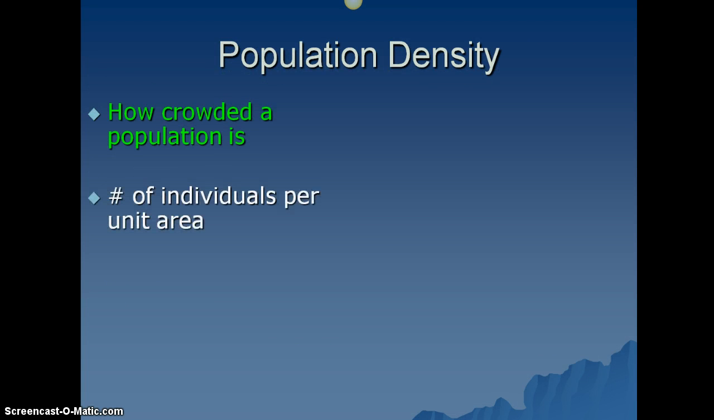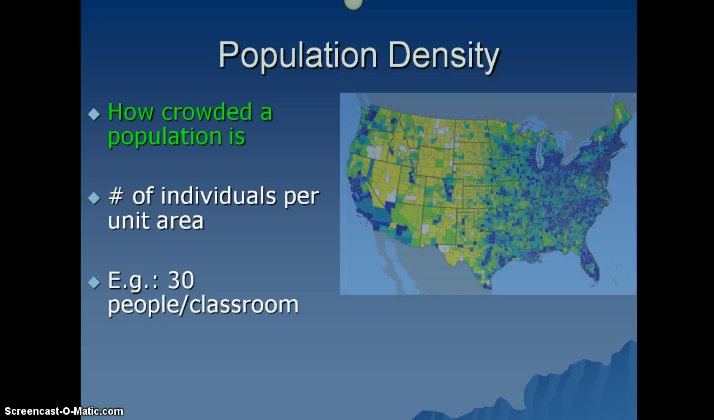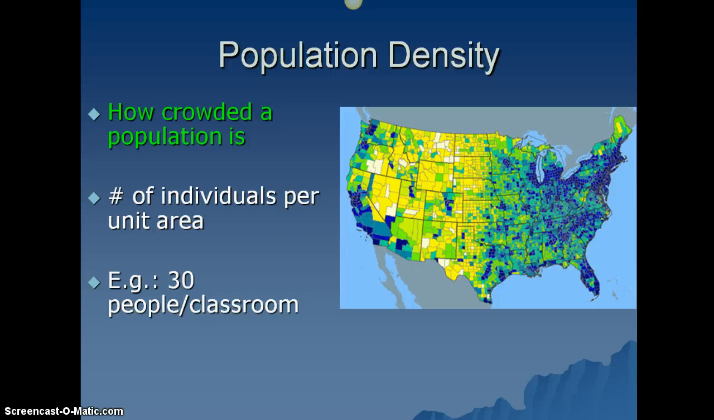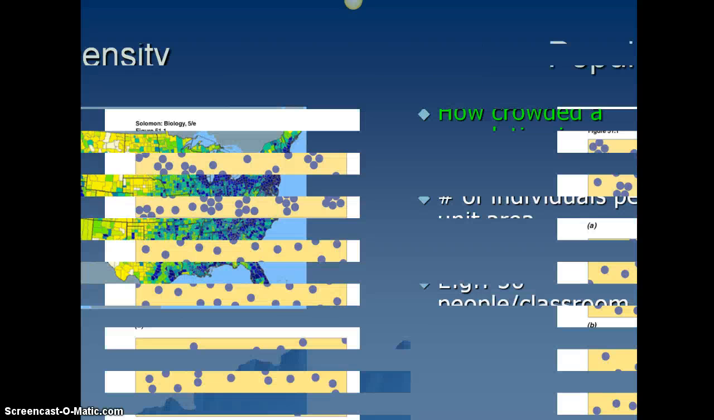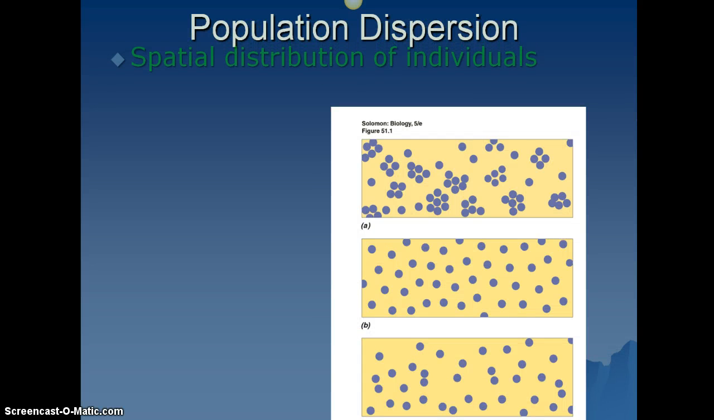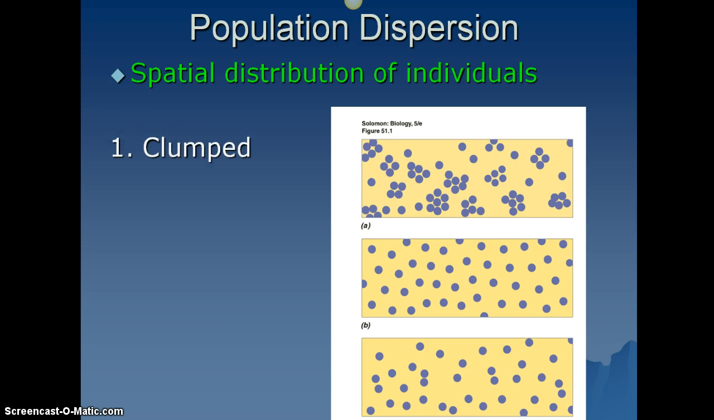Population density is how crowded a population is, and this is the number of individuals per unit area. So an example here would be 30 people in a classroom, or 120,000 people in the city of Green, or whatever it might be. So you're looking at the number of individuals that live in a specific area. And then dispersion is how individuals are spaced.